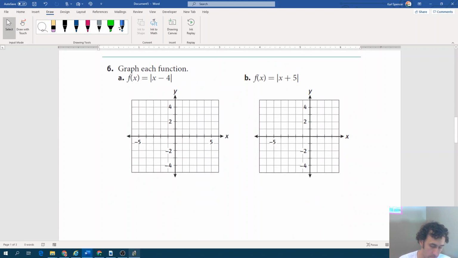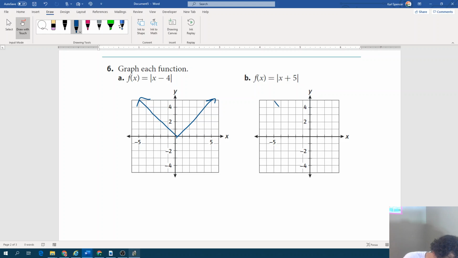So what happens, though, if it's on the inside? Again, I'm going to graph my parent function in blue. So we have that base equation to look at, so we understand what's going on here. Parent function's graph. So what happens now if we put that number on the inside?